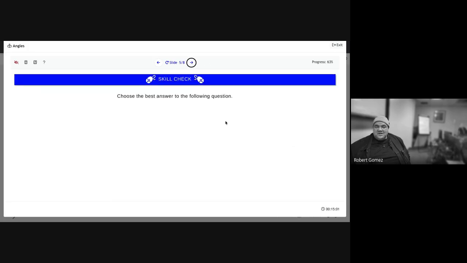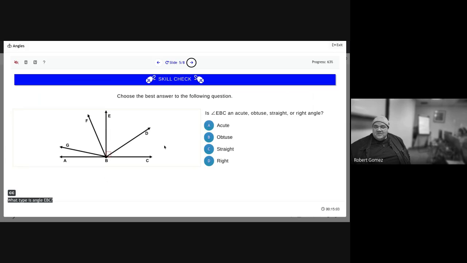Okay, so the skill check is pretty much going to give you sets of angles. Notice that all of these angles share one vertex. So you have to pay close attention to specifically what angle they are talking about. In this case, we're talking about angle EBC.